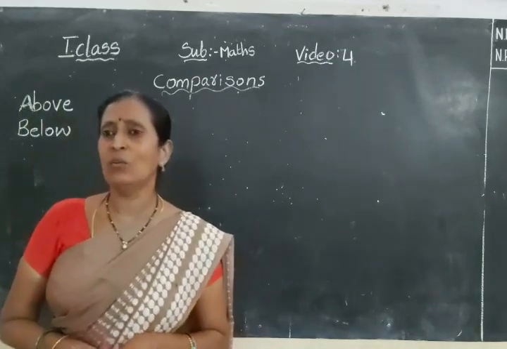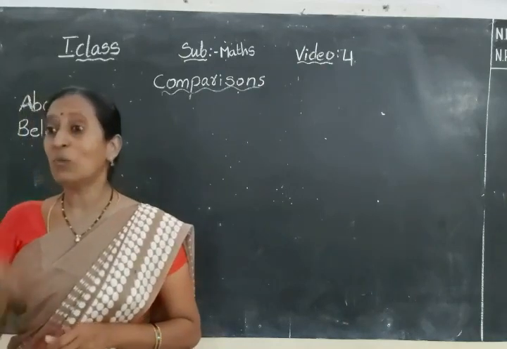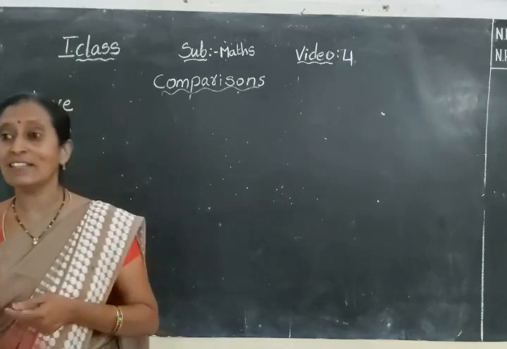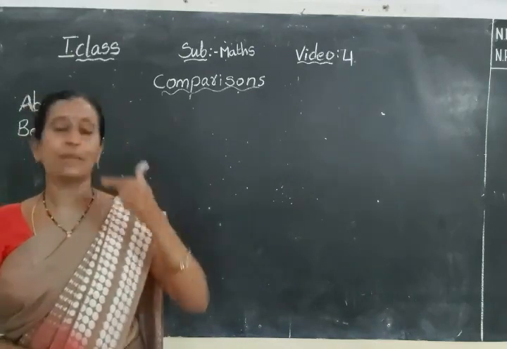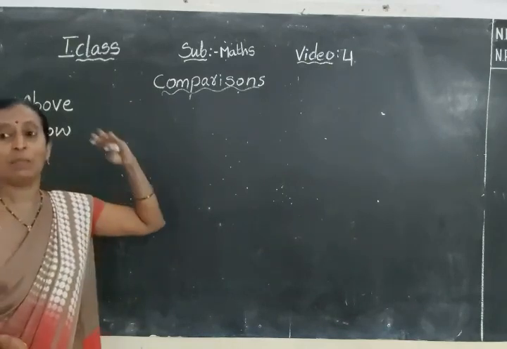If I ask you, what is the position of your eyes? Now, children, what is the position? Where are the eyes placed? The eyes are placed above the nose. Above means top of the nose.